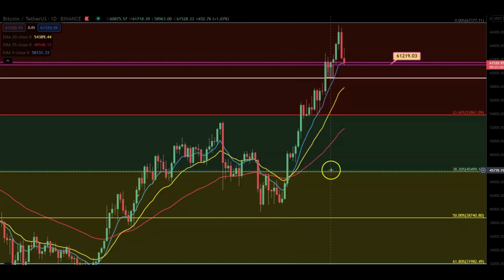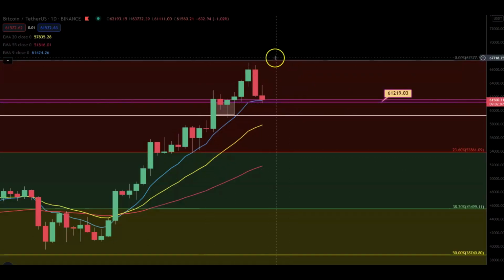It broke above 2 levels over the space of a few days. It played around at this all-important 23.6% Fibonacci level, which is about the $53,000 mark. Played around it for a few days just to continue that massive upward move straight up to the all-time high that we saw just some days ago.